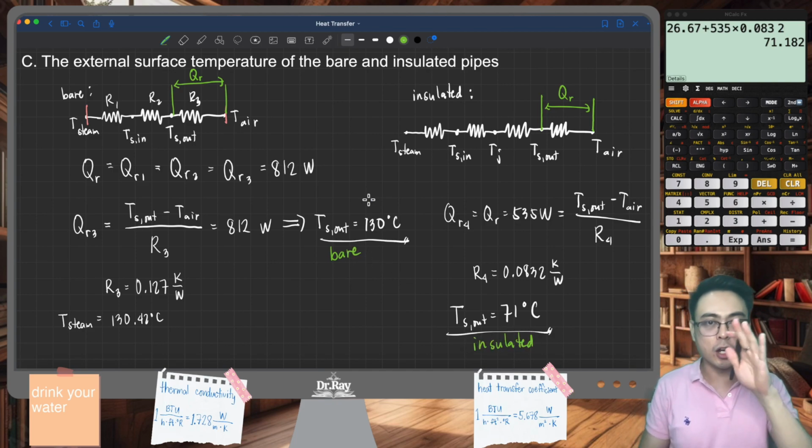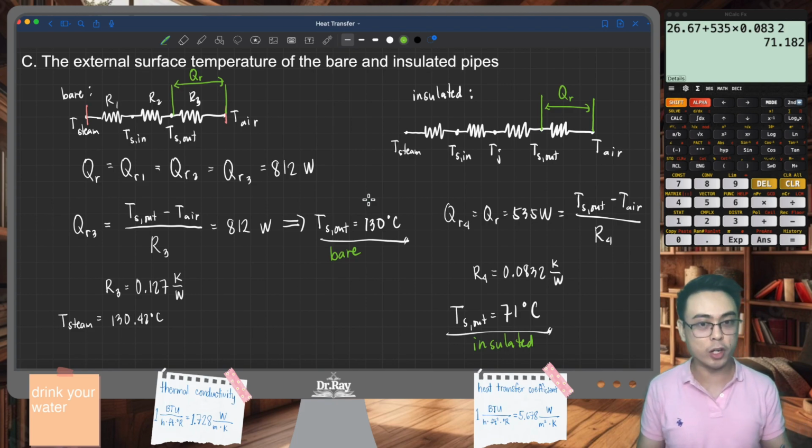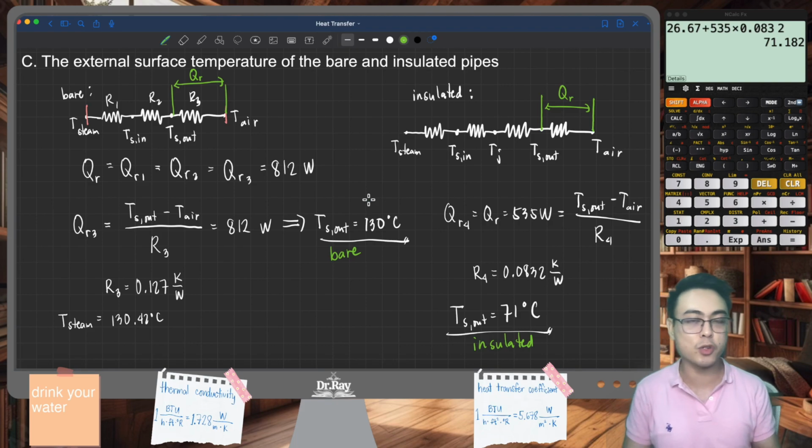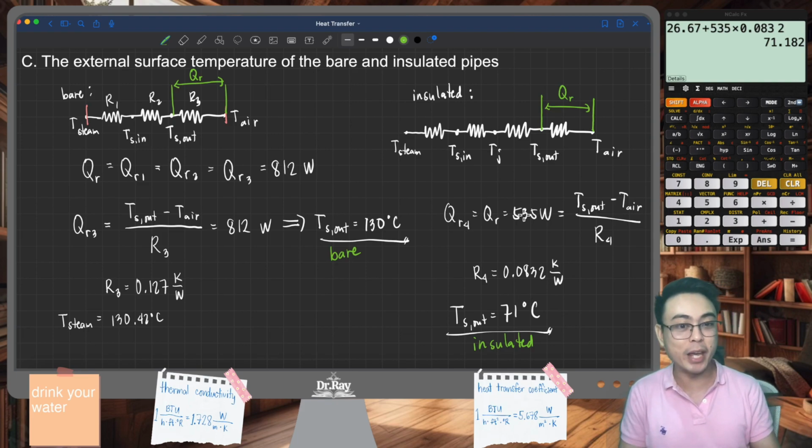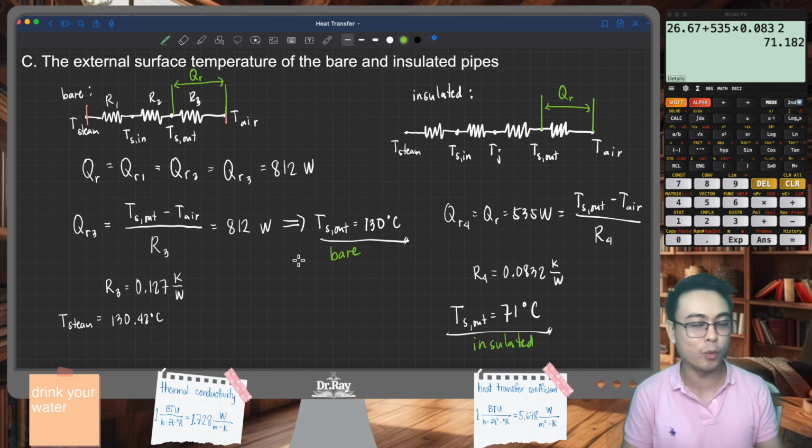If you touch the external surface of the bare pipe, you will burn yourself for sure, because that's 130 degrees Celsius. That's more than the normal boiling point of water. But if we include a rubber insulator, that brings it down to 71 degrees Celsius. It's not that cold. You will still be able to burn yourself if you hold onto it for too long, but at least it's manageable. We were able to drastically bring it down.